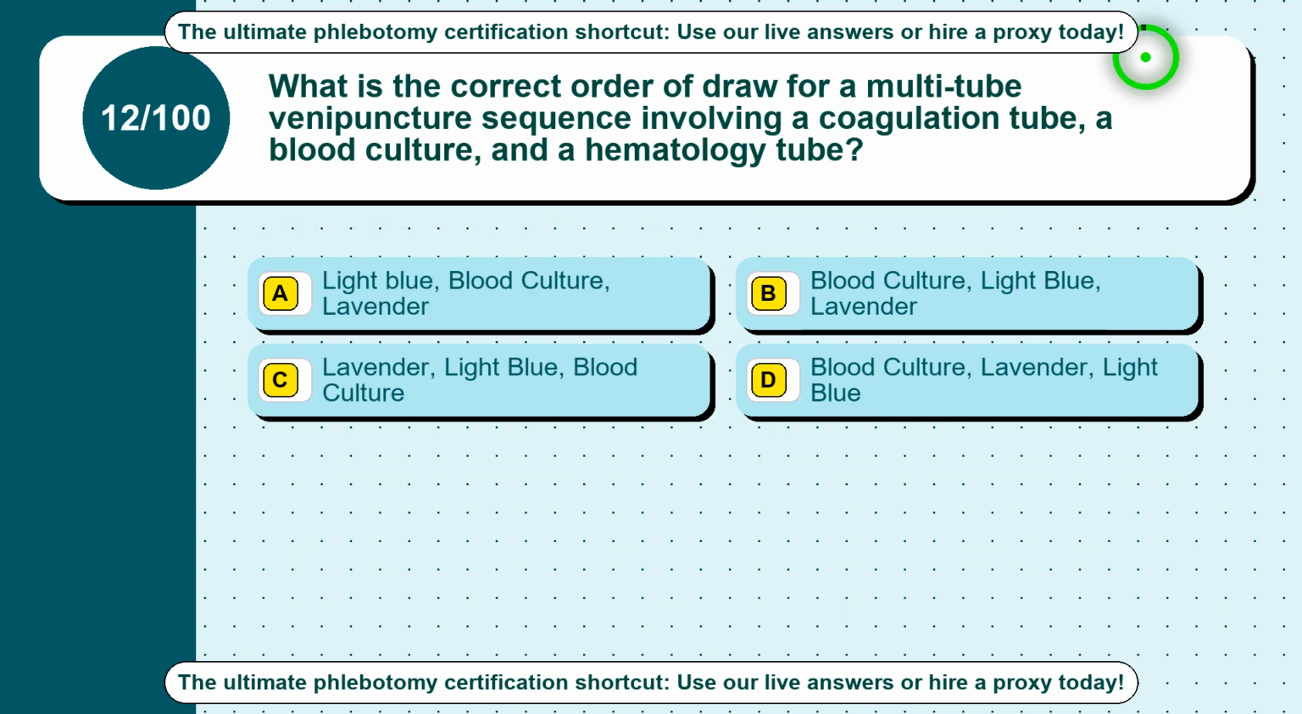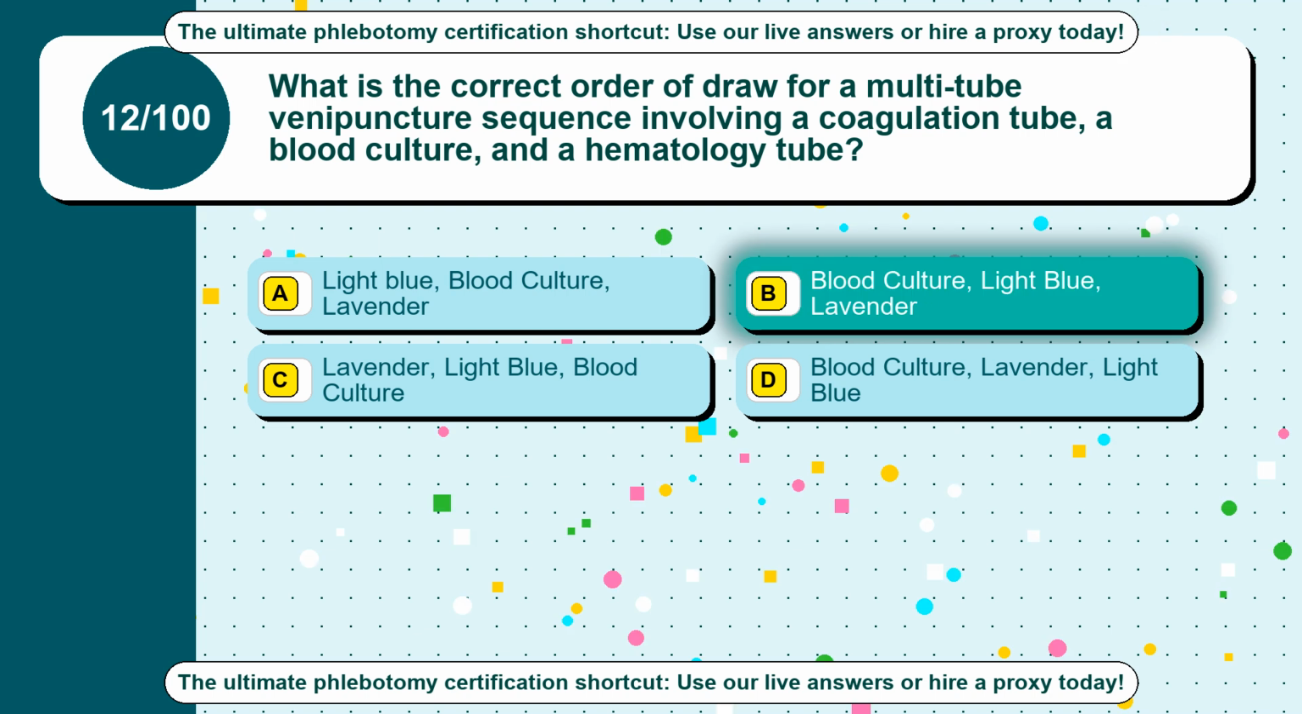Question 12. What is the correct order of draw for a multitube venipuncture sequence involving a coagulation tube, a blood culture, and a hematology tube? Option A. Light blue, blood culture, lavender. Option B. Blood culture, light blue, lavender. Option C. Lavender, light blue, blood culture. Option D. Blood culture, lavender, light blue. The correct answer is option B.